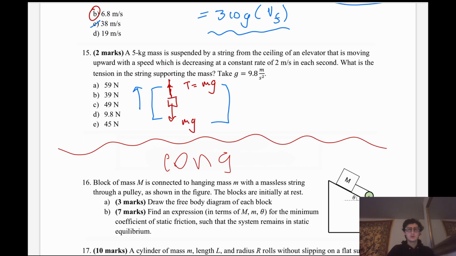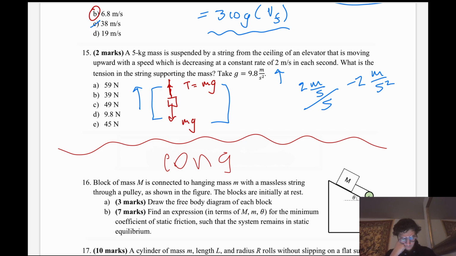So the acceleration is slowing down. So does that mean... And then what is the constant rate? 2 meters per second in each second. So is it just 2 meters per second squared? But it's decreasing, so it's negative? What is the tension in the spring?